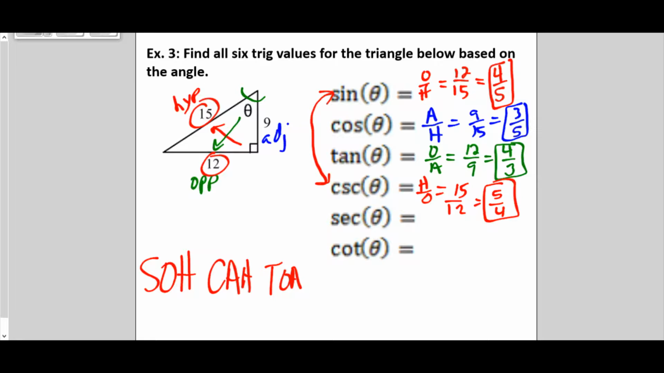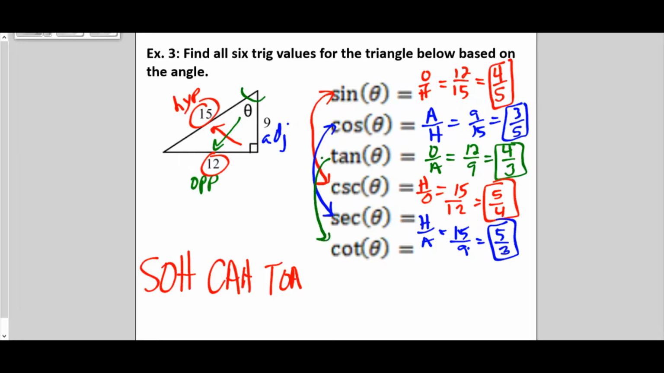Secant and cosine are related. So secant's the reciprocal of cosine. So this would be hypotenuse over adjacent, H over A. So hypotenuse is 15. The adjacent is 9. So this reduces to 5/3. Again, you could have just taken the reciprocal of the cosine fraction. But you've got to be careful, because if you have square roots, then taking the reciprocal is not necessarily the best idea. And we'll see that in the next example.